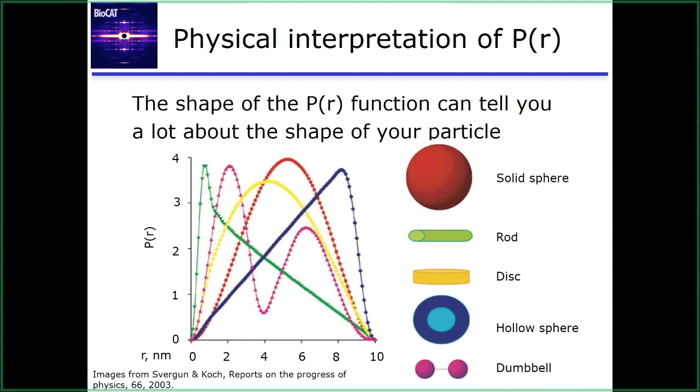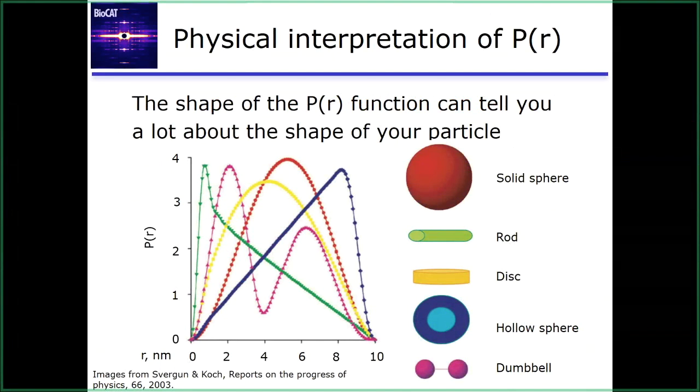But beyond that, the shape of the P of R function can tell you a lot about the shape of the particle. This is a set of images borrowed from a really nice 2003 review that's extremely thorough, though a little out of date, and doesn't talk about SAXS. What we've plotted here is the P of R function for different shapes with the same maximum dimension. We start with a solid sphere in red. That's the center curve here. It looks almost Gaussian. It goes up, it comes back down, it's nice and smooth.